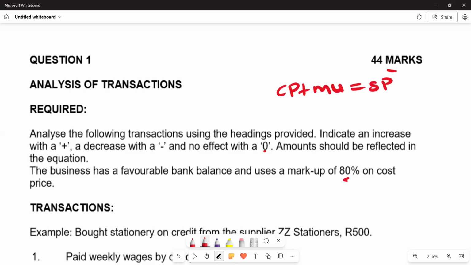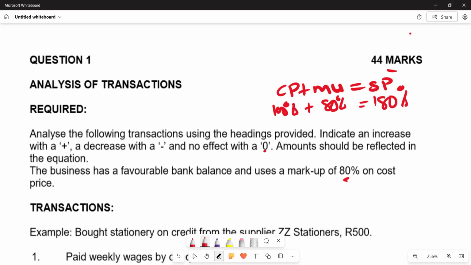So according to this question, our markup is 80%. And we know that the cost price is always 100%. The markup and the selling price are the ones that change, but the cost price is fixed. The percentage is always 100%. Then the markup depends on what the question is saying. In particular, this question is saying 80%. So it means our selling price is now 100 plus 80, which is 180%. So let's take note as we go.